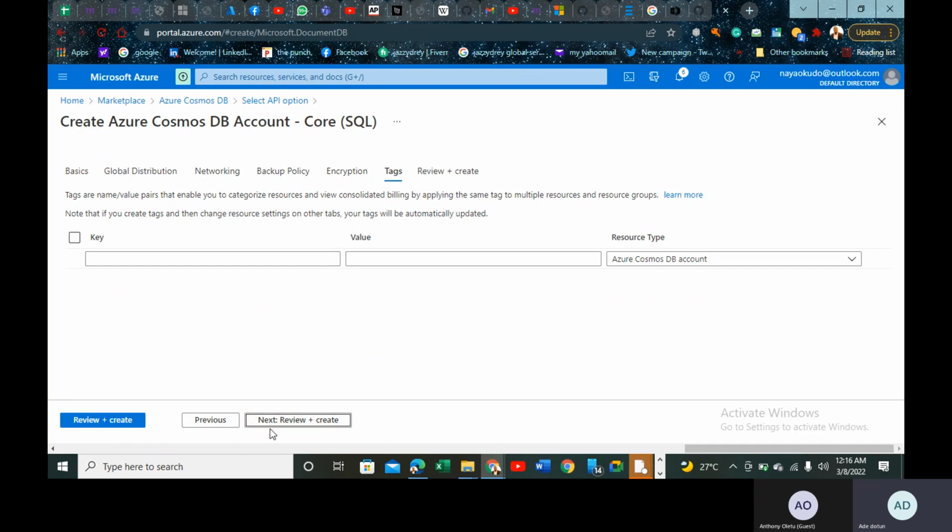Now these are tags, but you can see that they use a table here. Keys and values. I said these are tags. This is where you render your tags. You can say okay, training, then put the name of the VM. You understand? Tags are name-value pairs that enable you to categorize resources and view.